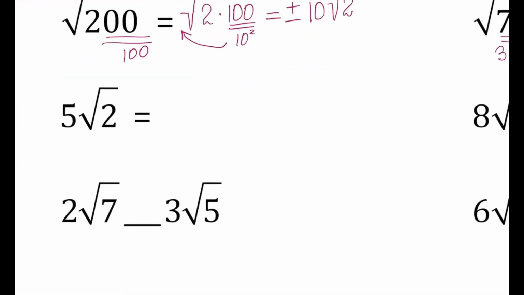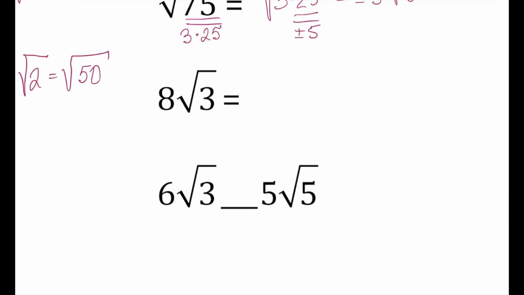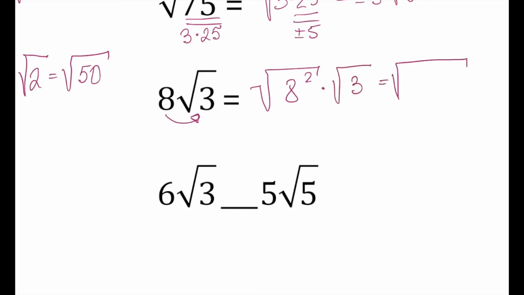Back into the square roots. 5 square roots of 2. To put 5 under the radical, I have to square it. Square root of 5 squared times square root of 2 is the square root of 25 times square root of 2, which gives me a square root of 50. 8 square roots of 3: again, you put 8 under the radical, you have to square it. 8 squared times square root of 3, which will be the square root of 64 times 3.